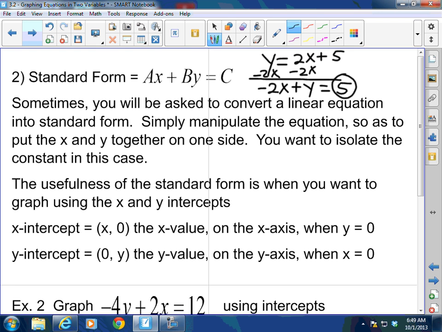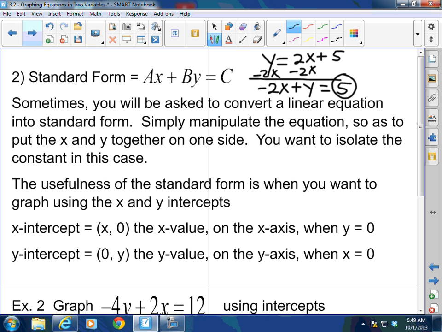Now, the usefulness of the standard form is when you want to graph using the x and y intercepts. Think about the word intercept. When a missile intercepts its target, that means it hits its target. Okay?